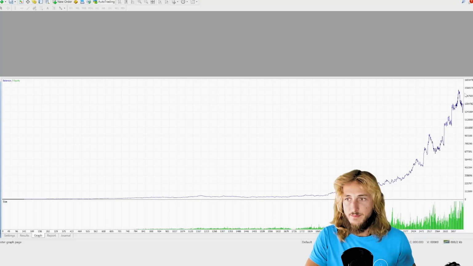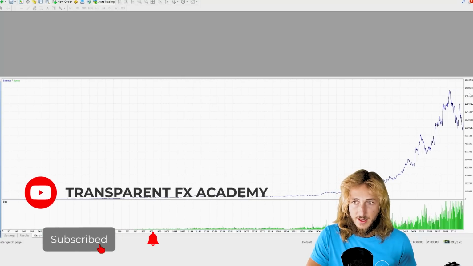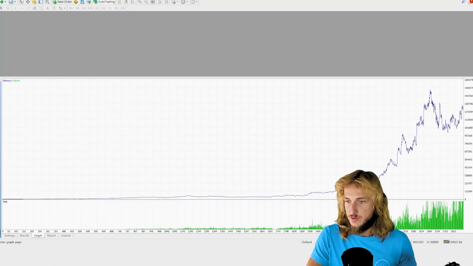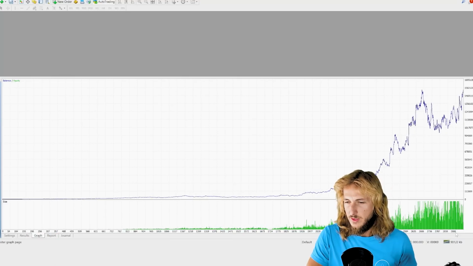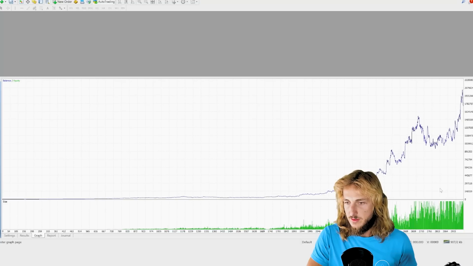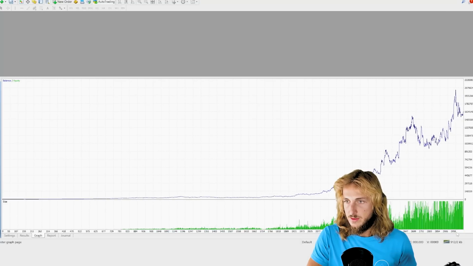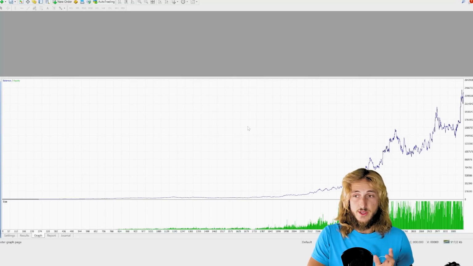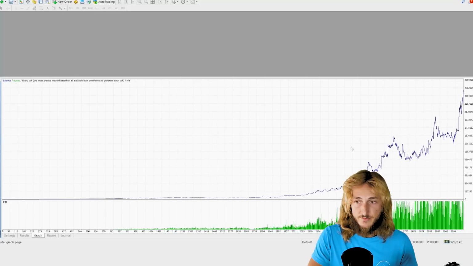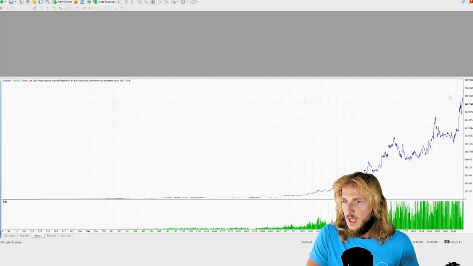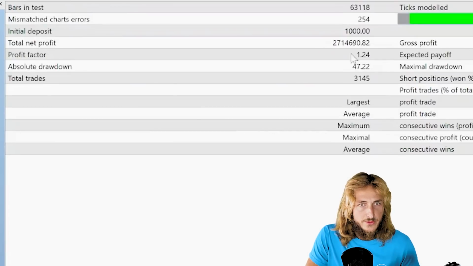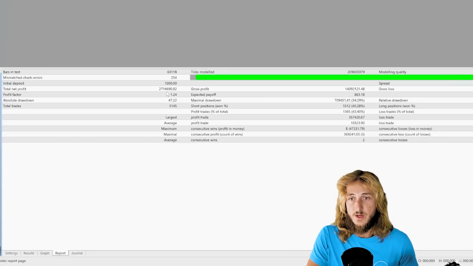Now we are already in the millions when it comes to the account balance. And now the test should almost be over, because obviously we're at around 3,000 trades. So consider this EA trades basically almost every day. So yeah, in fact, it's closed. So we are sitting now at around, as you can see, the account is almost 3 millions, right?